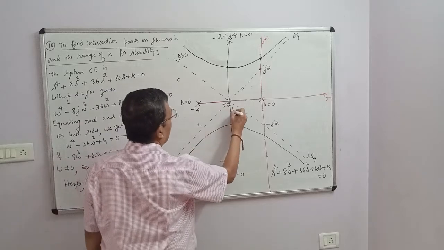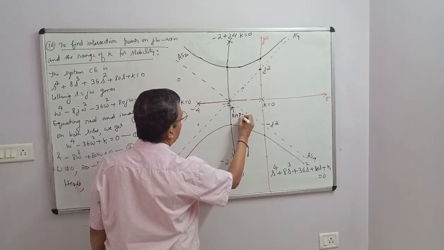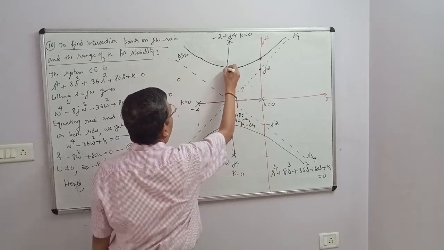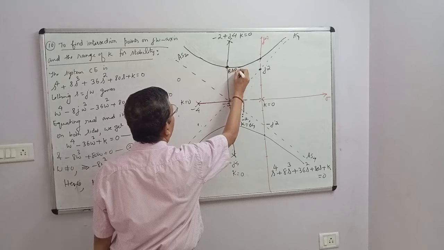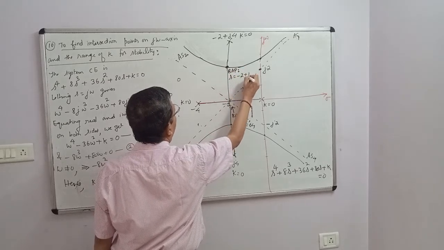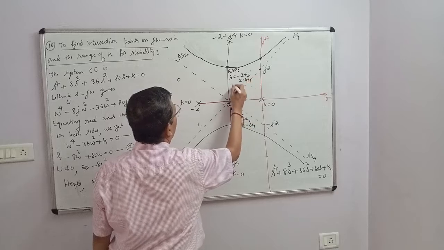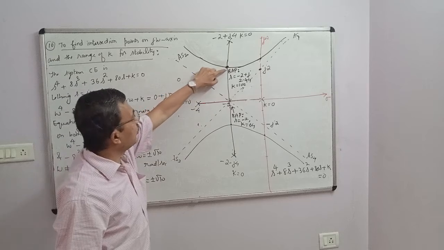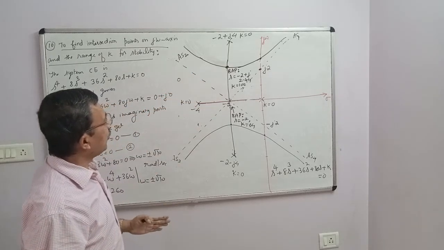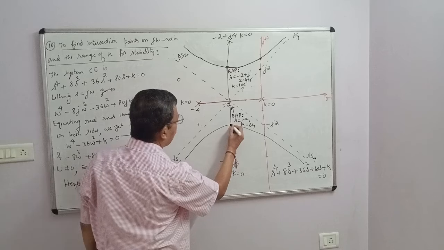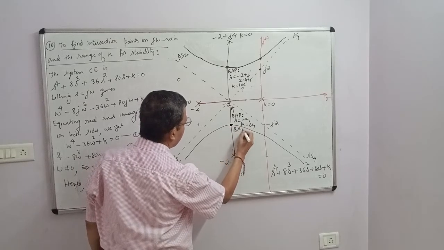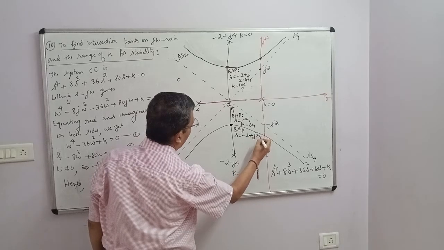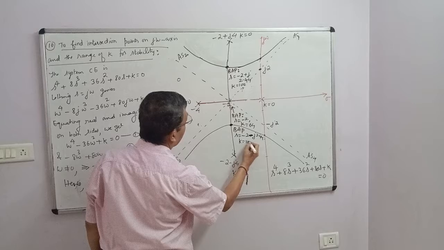So this is the real breakaway point. This is the breakaway point, which is s is equal to minus 2. Value of k is 64. This is the complex breakaway point. Complex breakaway point is what? S is equal to minus 2 plus j 2.44. Value of k is 100 at this breakaway point. The real part of this breakaway point is minus 2. Imaginary part is 2.44. This is also a complex breakaway point. S is equal to minus 2 minus j 2.44 and k is 100.